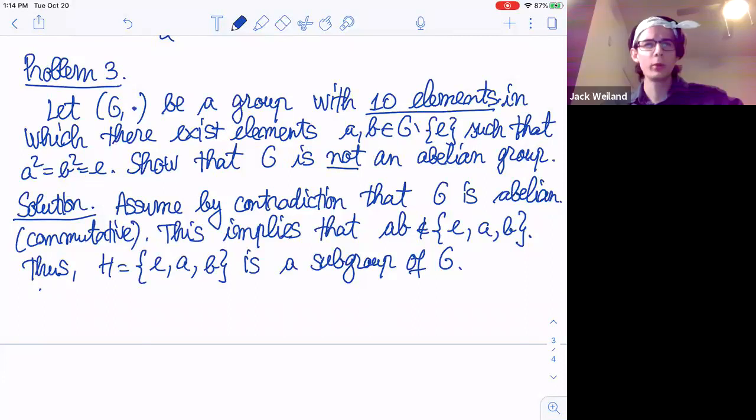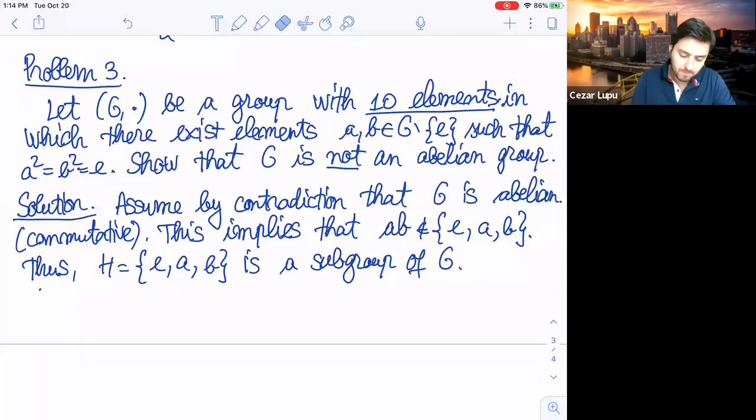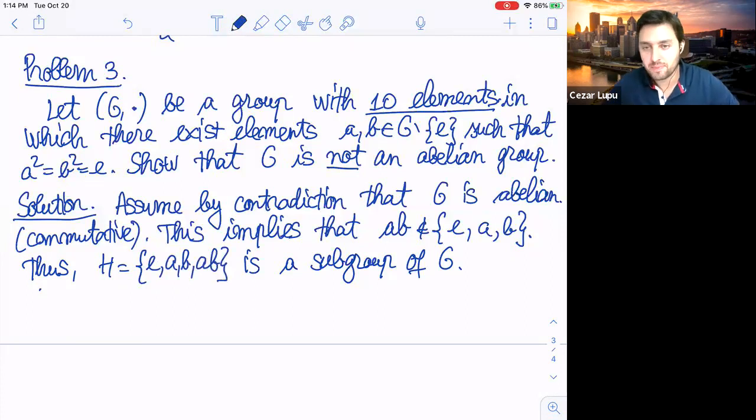Is that a subgroup? No, actually, let me. A, B, and AB. Now it's more like it. Okay, let me write it again, because that wasn't even a subgroup. So it's E, A, B, and AB. Okay. This is a subgroup of G. Now you agree with me, right?